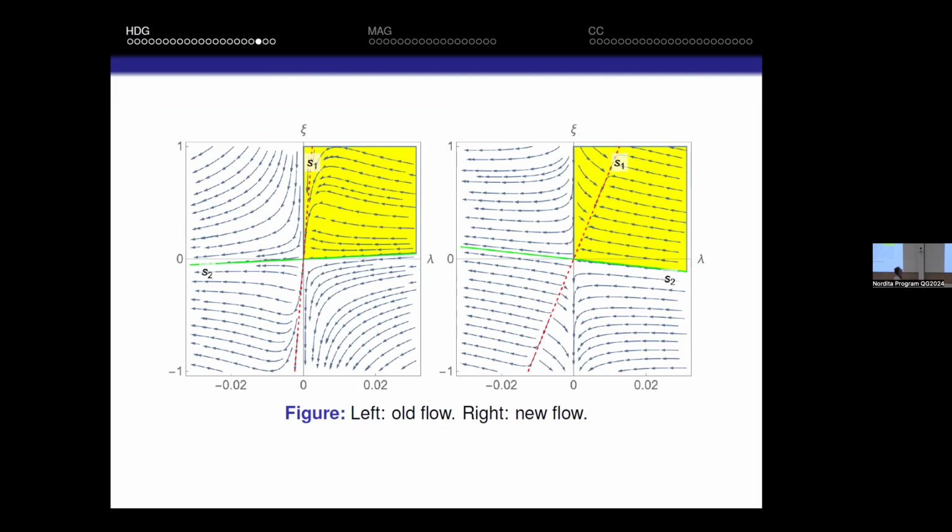Asymptotic freedom happens in this yellow region. For the old beta function, the asymptotically free region is the first quadrant minus this thin wedge that you see here. And in this region, you still had a tachyon, remember? The massive spin zero particle is a tachyon here. So with the old beta function, you can have asymptotic freedom at the price of having a tachyon in the theory.